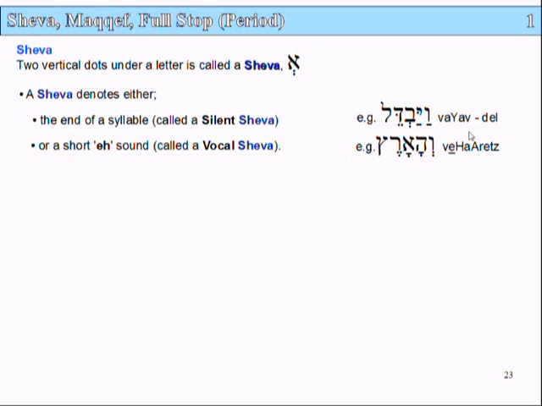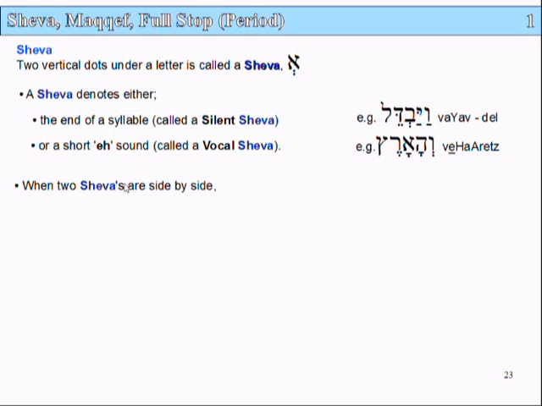That's from the first sentence of the Bible. Bereshit bara Elohim et hashamayim ve'et ha'aretz. In the beginning, Yahweh, God, created the heavens and the earth. So whenever we have the two dots underneath the first letter, it's a sound. It's always a vocal Sheva when it's at the beginning. And when it's in the middle of a word, it's often a silent Sheva.